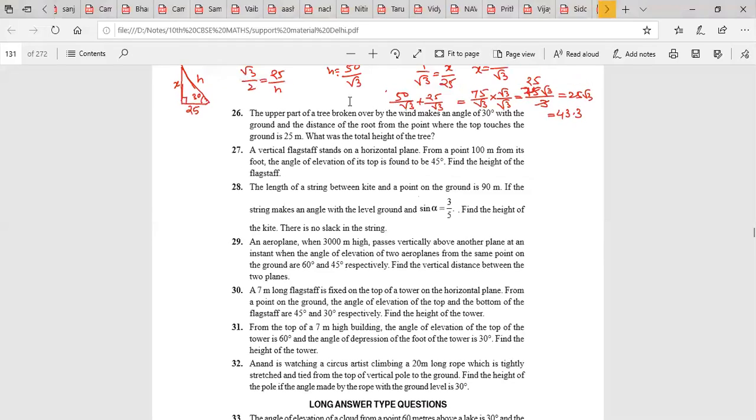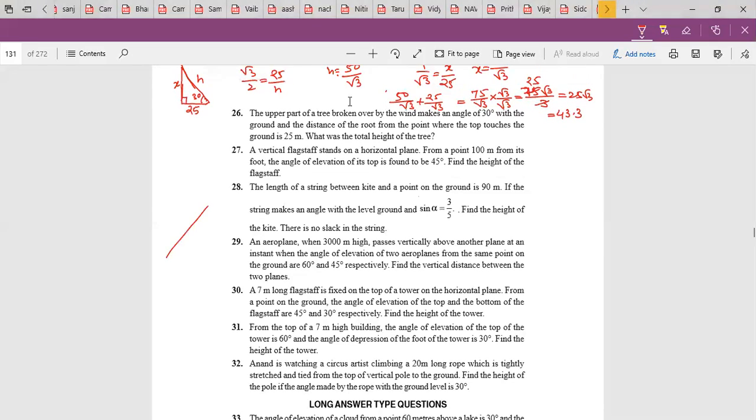So here this is the length of the string, and the kite is at this much height. This angle is alpha, and the sine alpha value they have given us directly is 3 by 5. They have not given the angle, they have directly given the sine ratio, 3 by 5. And this string is 90 meters.